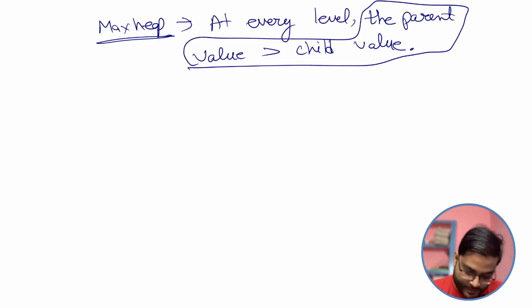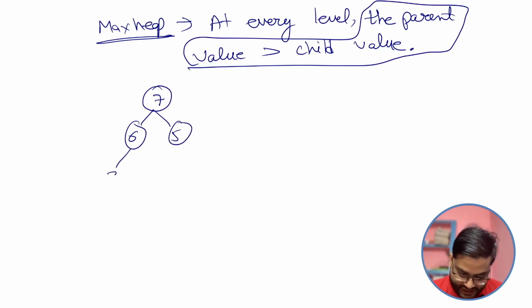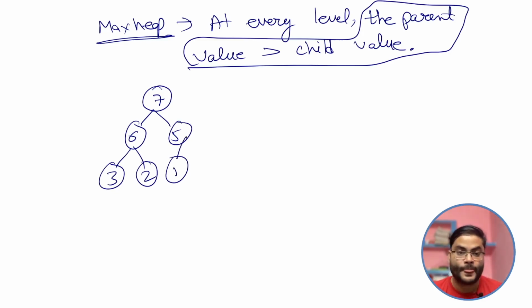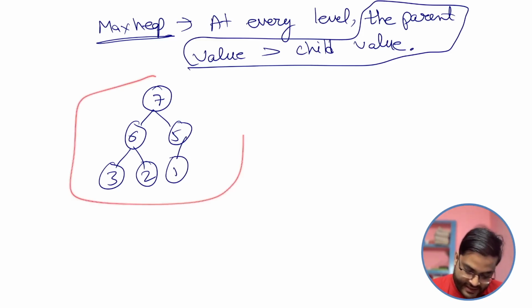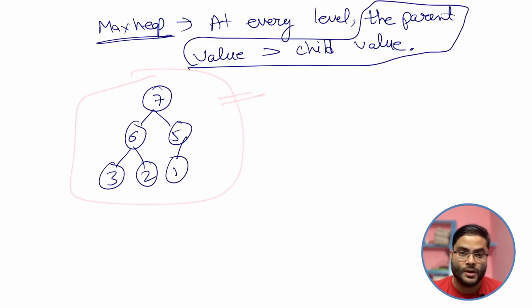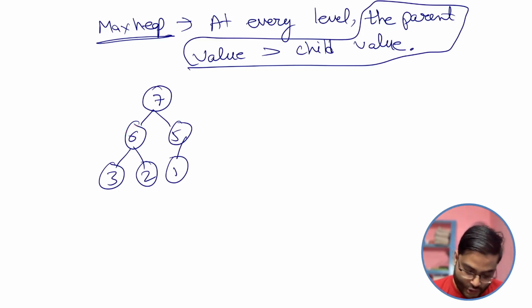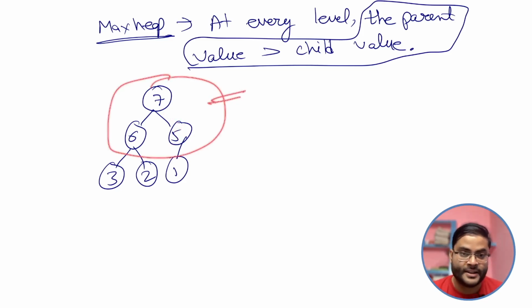Now let's take an example. So let's say we have 7, okay, we have 6, we have 5, then we have 3, we have 2, okay, let's say we have 1 here. So this is a max heap. How? 6 is a child of 7 and 6 is less than 7. So 7 is greater than its left child. Now check the right child. So the right child is 5. 5 is also less than 7, right?